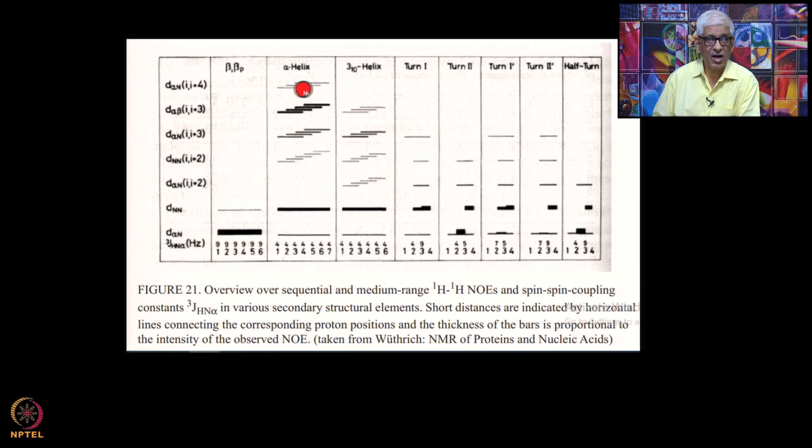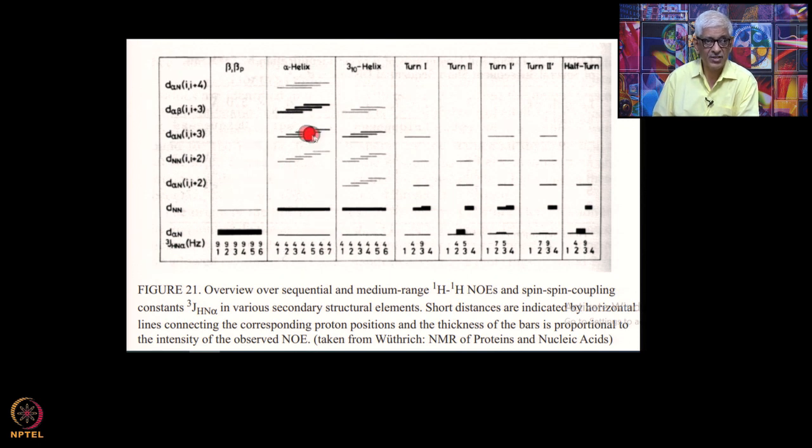If it is an alpha helix, you will see from here to here there are 3 continuous peaks, from here to here, here to here and here to here, these continuous 3 peaks. Alpha N i to i plus 4, how many will be there? i to i plus 4. So from here to here, the next one there and the next one there. So these are the 4 residues which are present there.